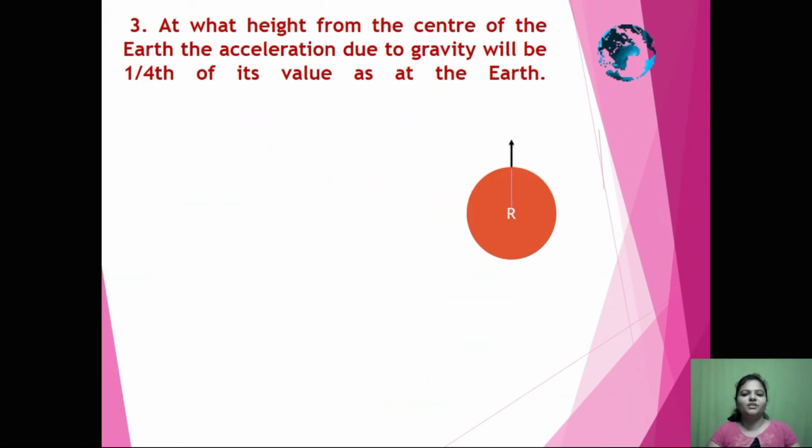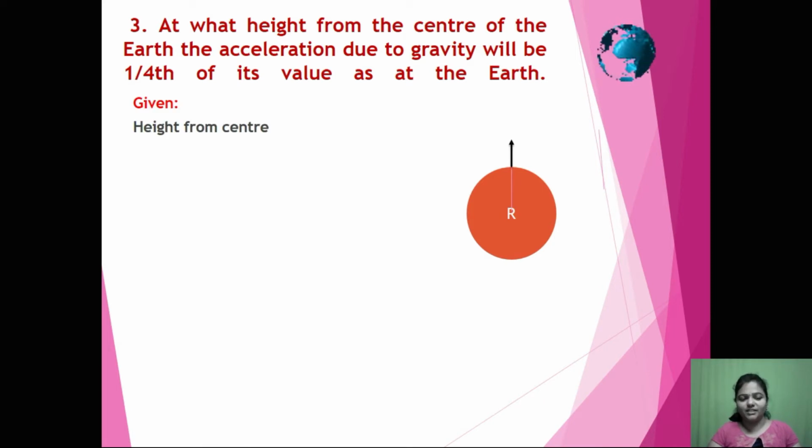At what height from the center of Earth the acceleration due to gravity will be 1/4 of its value as at the Earth? So we have to find the height from the center of the Earth where the acceleration g is equal to 1/4 of the g. So this is our problem.